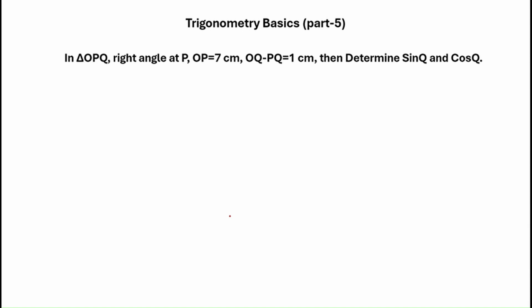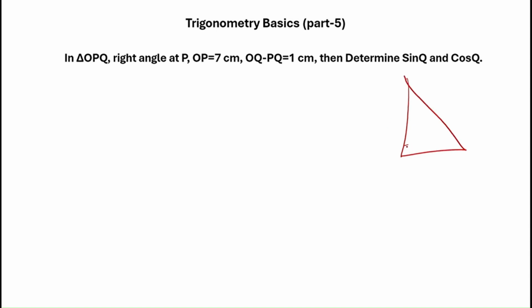Now we will see a problem consisting of only one side information and another relation. So which is an indirect problem. Instead of giving the two sides, we have only one side information to find the values of sin Q and cos Q.